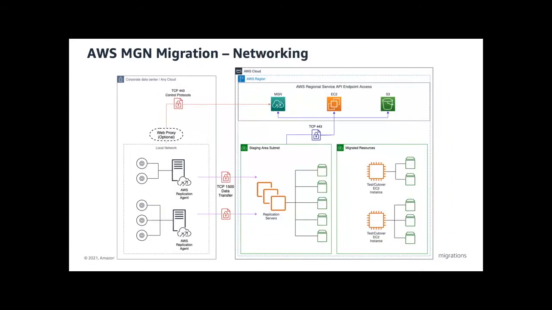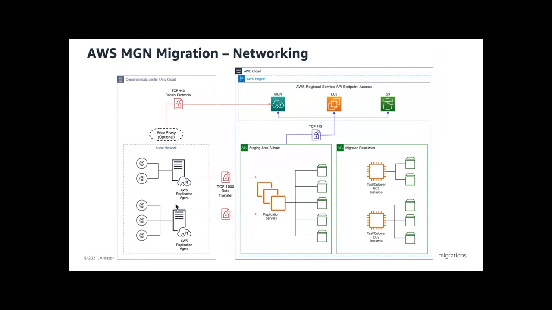When it comes to network, this is an important piece as well, right? Because you guys are going to notice that we have the corporate data centers on the left side. For example, we have multiple servers with the replication agent installed in each of them. And the first thing we need is to establish this TCP TLS, right, to start integration between the replication agent and the AWS MGN that is running in a specific region of your choice.